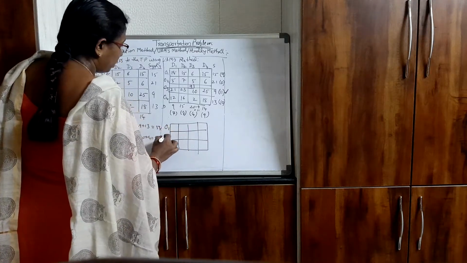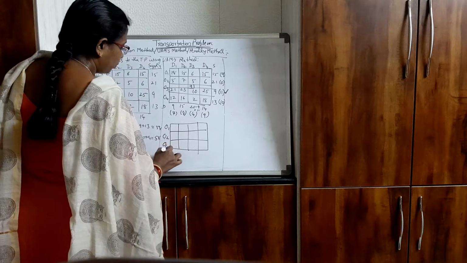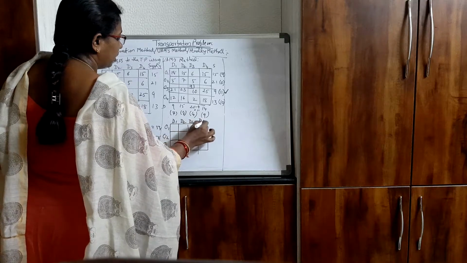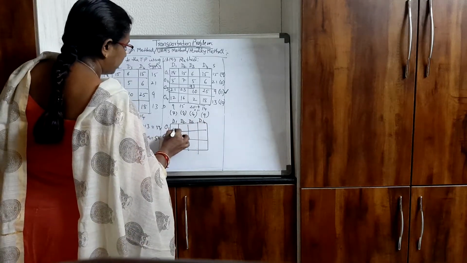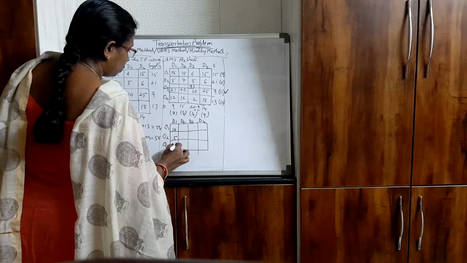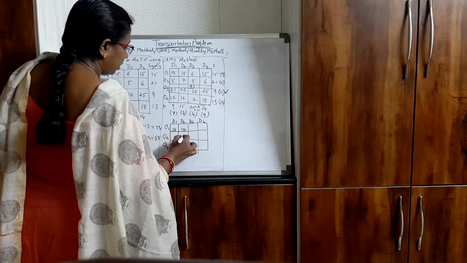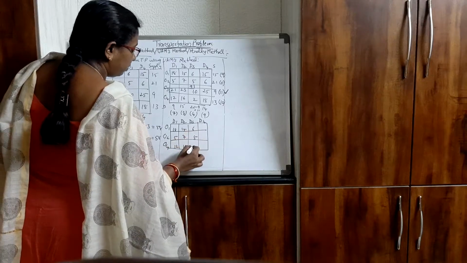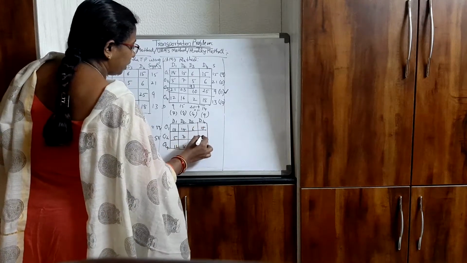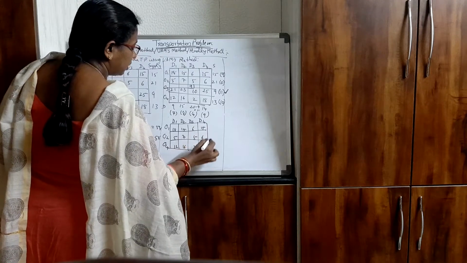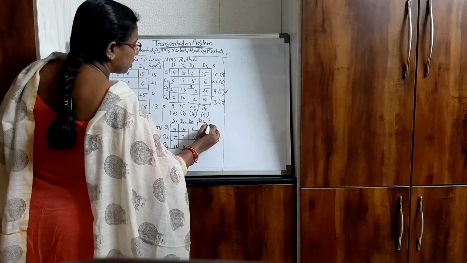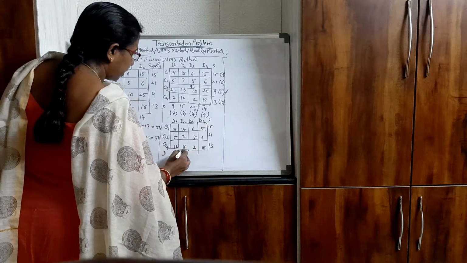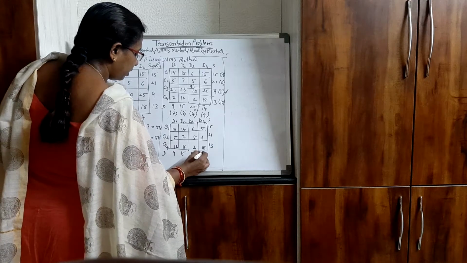So this is O1, O2, O4. Then D1, D2, D3 and D4. Values are 18, 5, 12. Here it is 15, 7, 16. Then 6, 5, 2. 15, 6, 18. So your supply is 15, 21, 13. Demand is 9, 15, 11 and 14.